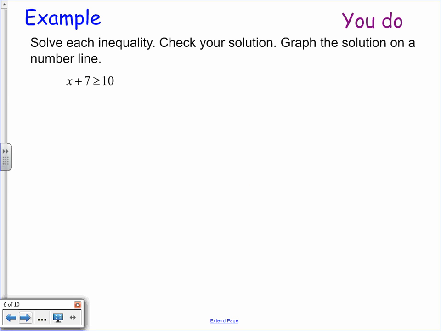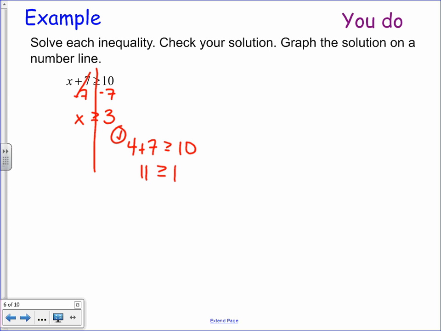Okay, you try this one again, and when you're ready for the answer, go ahead and replay me. So I'm going to subtract 7 from both sides, and I get x to be greater than or equal to 3. And I'm going to choose something that is greater than or equal to 3. So I could actually choose 3 in this case, or I could choose a number that is greater. So I get 11 is greater than or equal to 10, and that is true. Or I could have used a 3 in place of 4, and I would get 10 is greater than or equal to 10, which is also true.